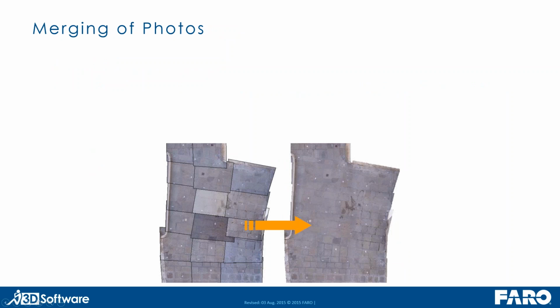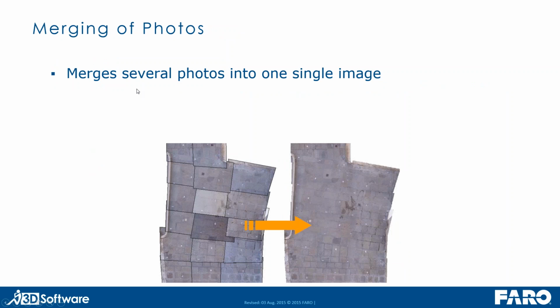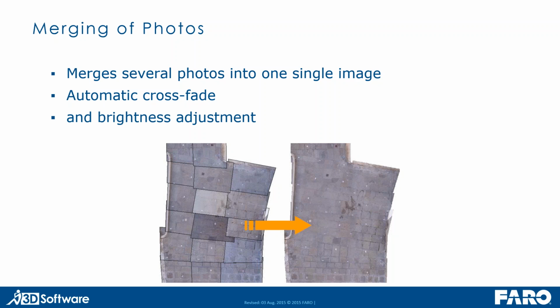Then you can merge photographs into a complete larger image mosaic to get one single image and make it look much nicer than this patchwork of smaller images. PhotoPlan does provide an automatic crossfade option as well as brightness adjustment, and you can see how it works here. Let me just briefly demonstrate this as well.